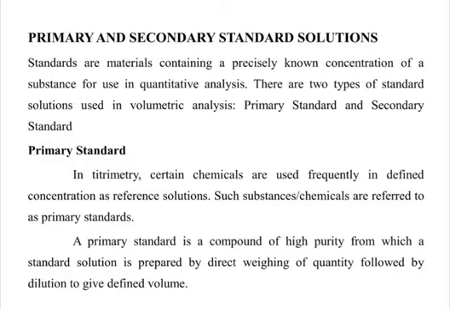Firstly, primary standard. In titrimetry, certain chemicals are used frequently in defined concentration as a reference solution. Such substances or chemicals are referred to as primary standards. A primary standard is a compound of high purity from which a standard solution is prepared by direct weighing of a quantity followed by dilution to give a defined volume.